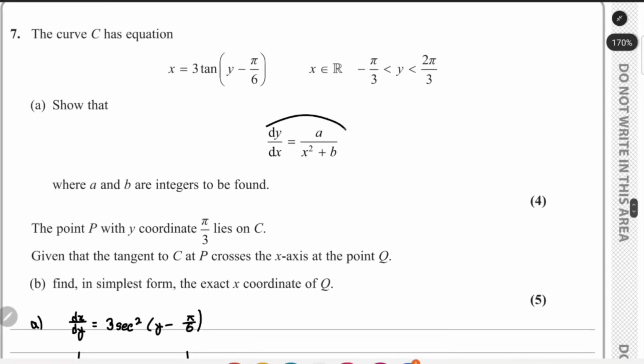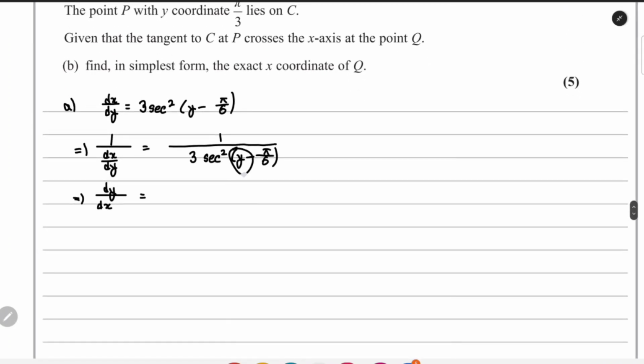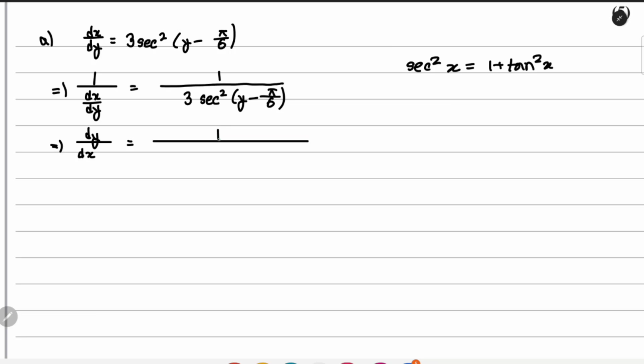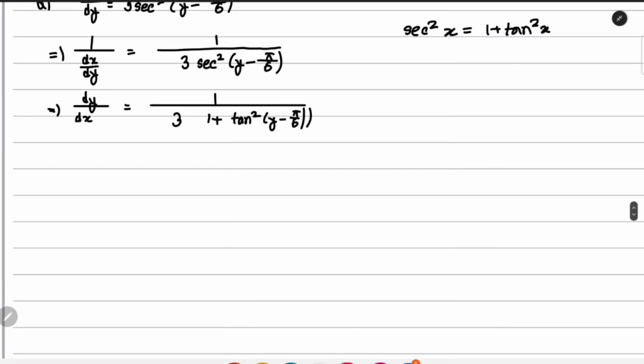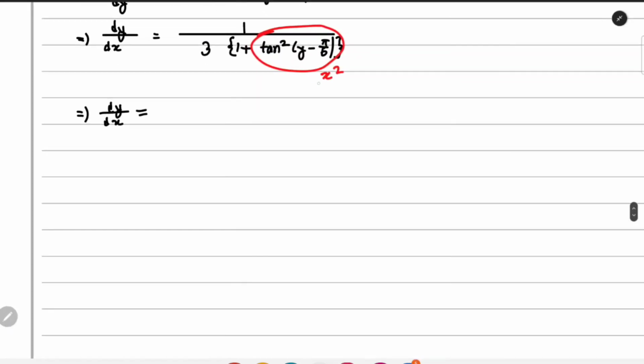Now if I look over here, dy by dx does not contain y on the right. On the right we don't have a y, so we have to use this function over here to replace the y we have here with x. Now we know that sec square is equal to 1 plus tan square, so I can just place it over here. So we have 1 by 3 times (1 plus tan square (y minus pi by 6)). So dy by dx is equal to, now over here we can replace this with x by 3, sorry, this will be whole squared.